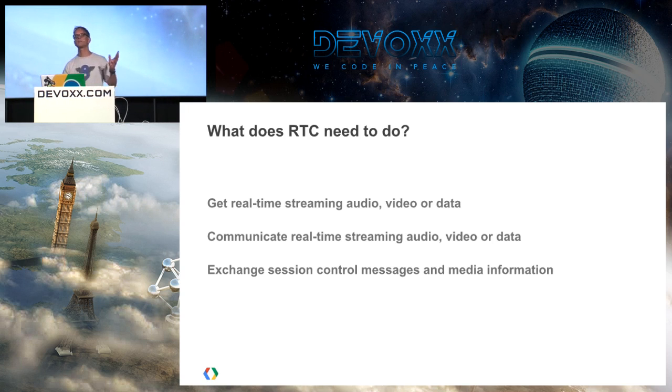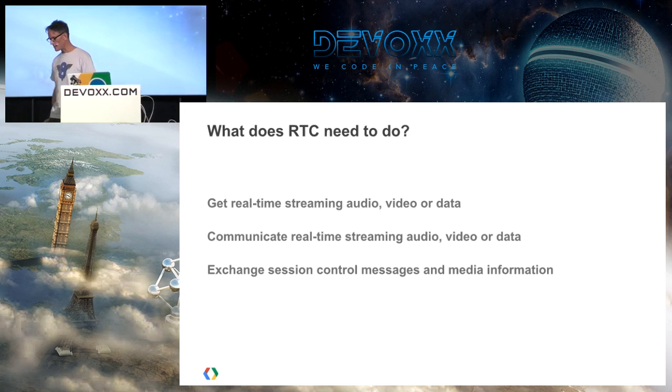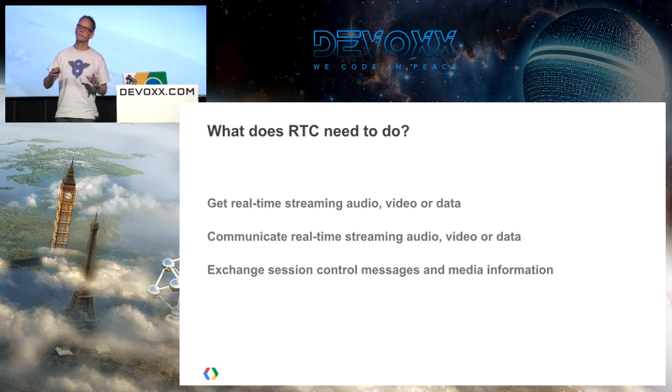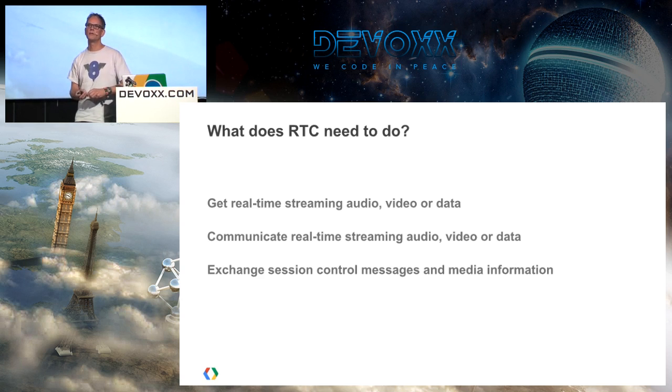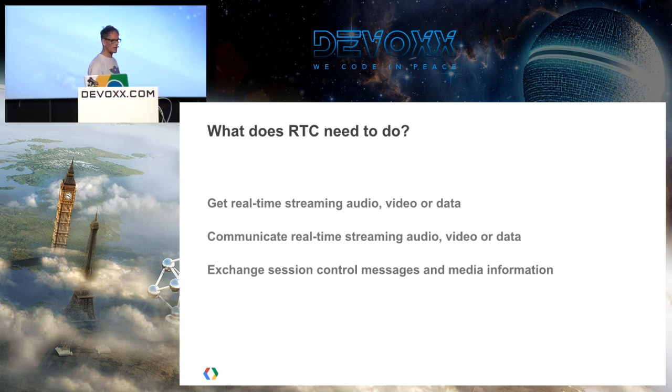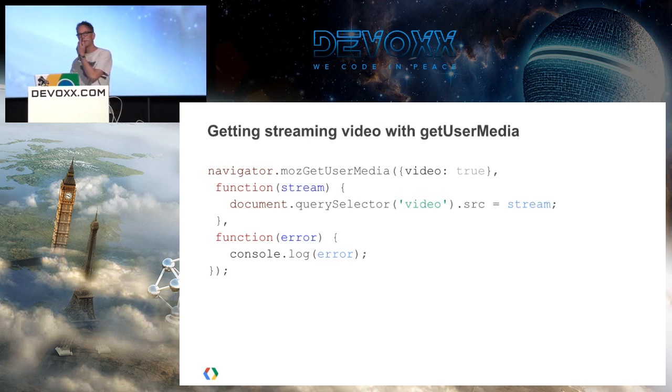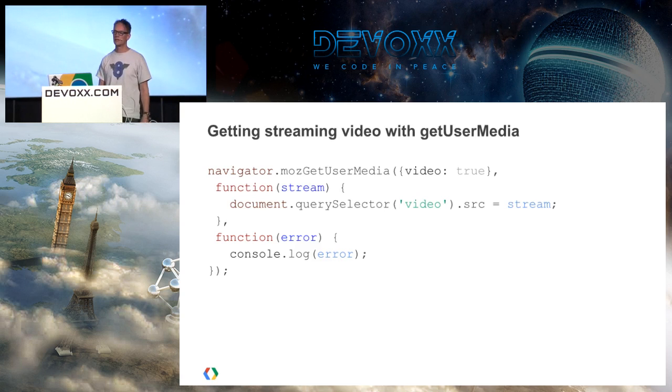And then you need some mechanism, obviously, to communicate the data. The third part is a kind of separate process where you need to exchange what are called session control messages. So this is stuff about networking information and about media information. So the capabilities of peers on the network and the kind of content they're dealing with. So things like resolution and formats and so on. And I'll talk in some detail about that later.